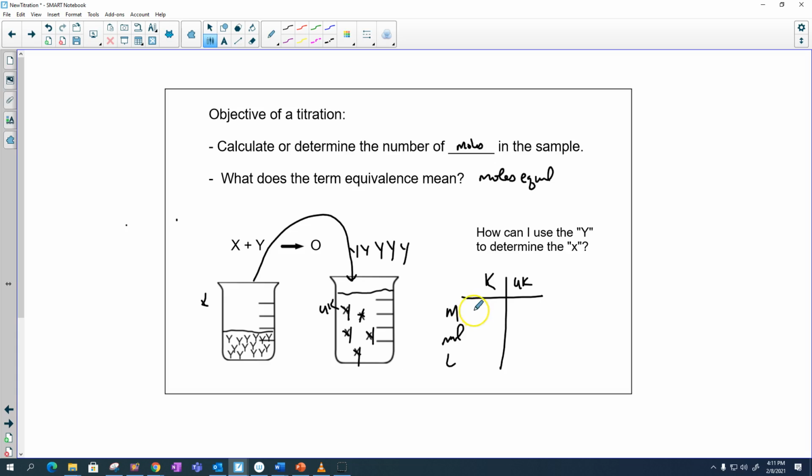So if you know the molarity of this one, and you know the volume which you added, then you can calculate the moles. And as long as the moles are equal, 5 and 5, then these are equal. And I'll use molarity times liters equals moles.